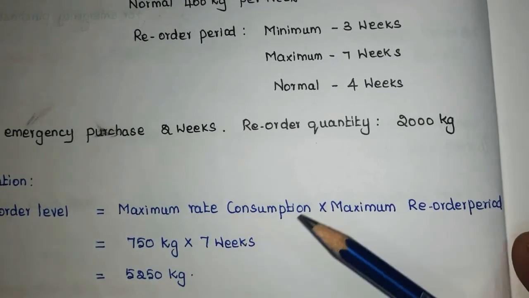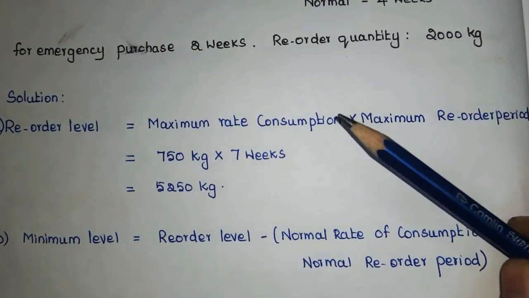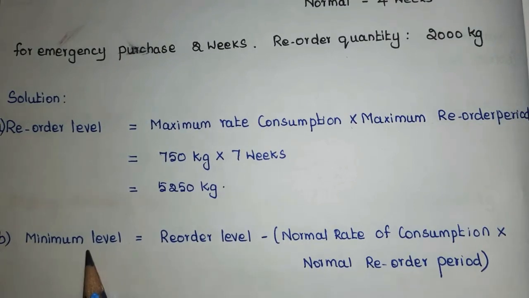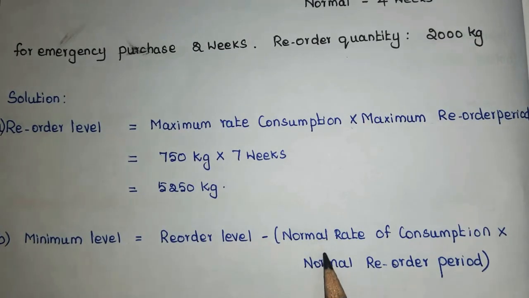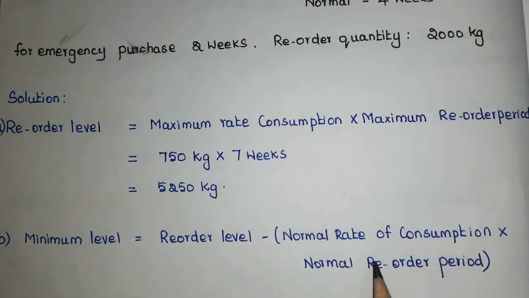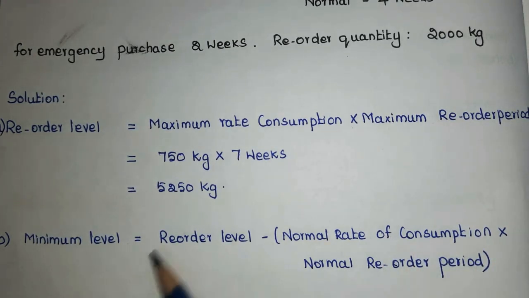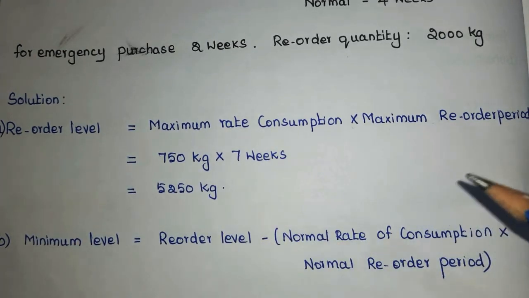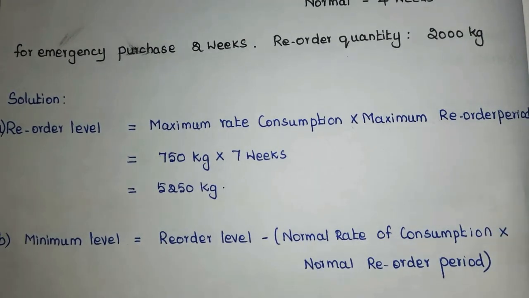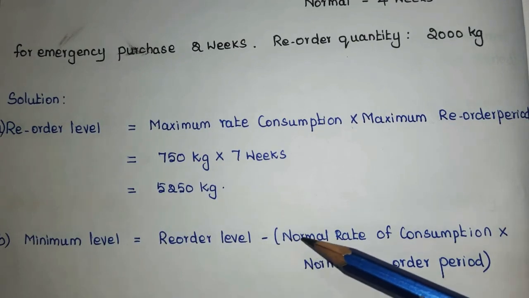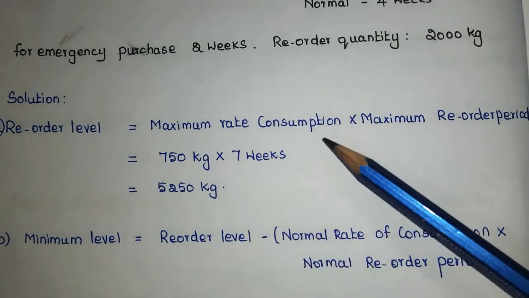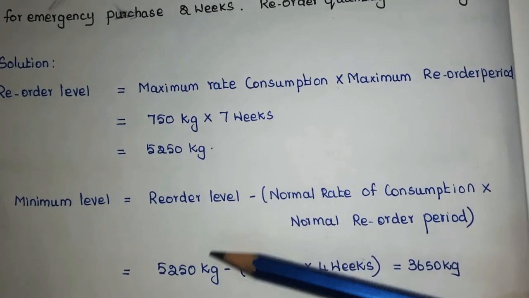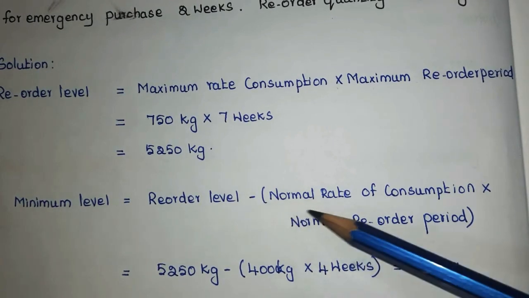The next question subdivision is minimum level. For minimum level, we have a formula: reorder level minus open bracket, normal rate of consumption into normal reorder period. Every piece of information has been given in the problem. We will substitute each item in the same place and calculate. The reorder level, as we have already found out in the previous subdivision, is 5250 kg, and the same we can substitute over here, minus normal rate of consumption.